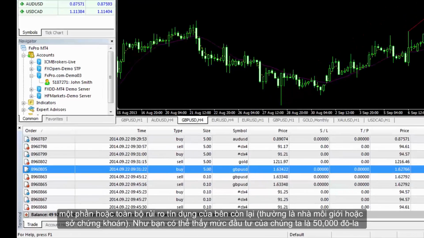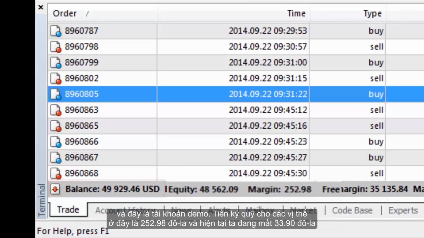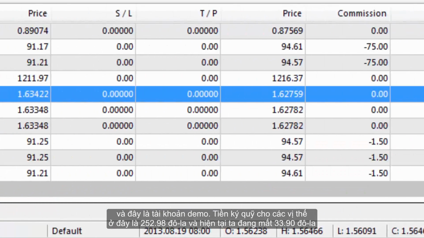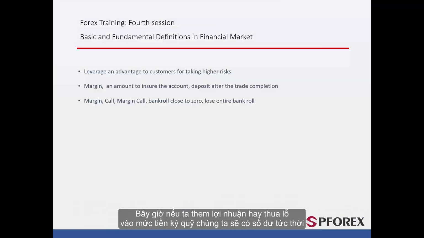As you can see, our investment is $50,000, and this is a demo account. The margin which was asked for the positions here is $252.98, and at the moment we are losing $33.9. Now, if we add our profit or loss to the amount of margin, we will have a free margin. Thus, any time that we close a position, a free margin amount will be charged to the account.